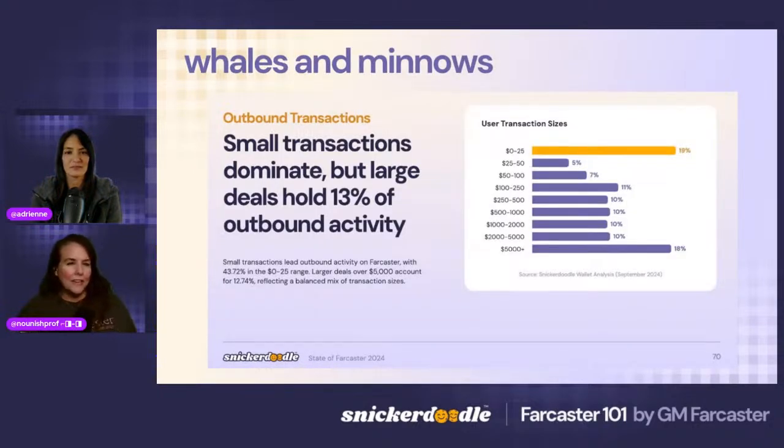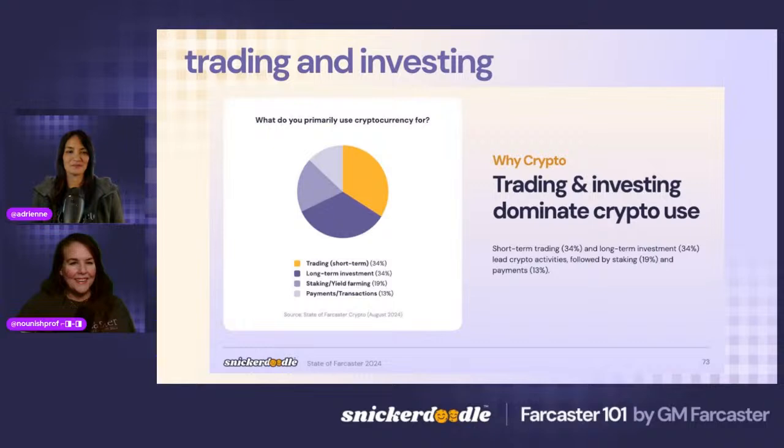And this is related, so I'll just jump in here. Small transactions dominate, but large deals hold 13% of the outbound activity. Again, I think that's similar to what we were just talking about, where this is probably your hot wallet, your daily transactions and things like that, but you do still see some larger deals happening. And we do know some whales who hide out among us on Farcaster, among the minimos. So there's a little bit of both happening. Adrian, do you want to chat about this a little bit?